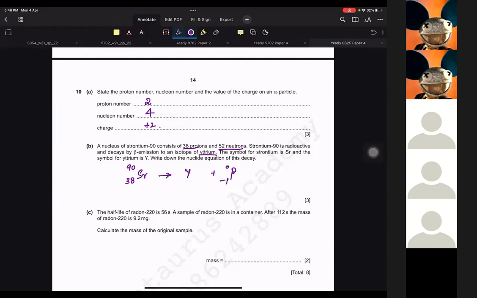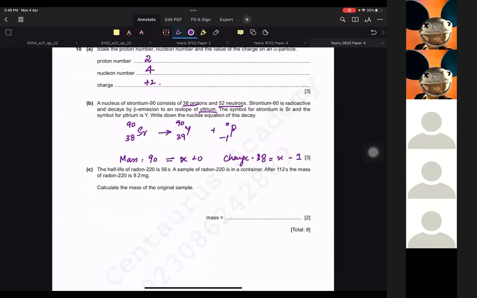And what will be Y then? This will be 90. So you add masses. If you don't know what to do, you can add mass: 90 equals X plus 0, so X is 90. And then you can add charge. 38 equals X minus 1. So this will be 39. Like this. You can do it like this too.